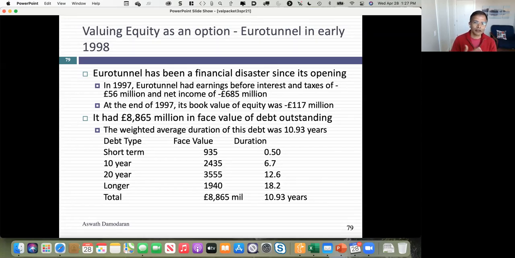The reason I say that is originally when the Eurotunnel was built, there were all these dreams about how much money it would make. It has never made money. It's this big money loser. And this was a valuation I did of Eurotunnel in early 1998.